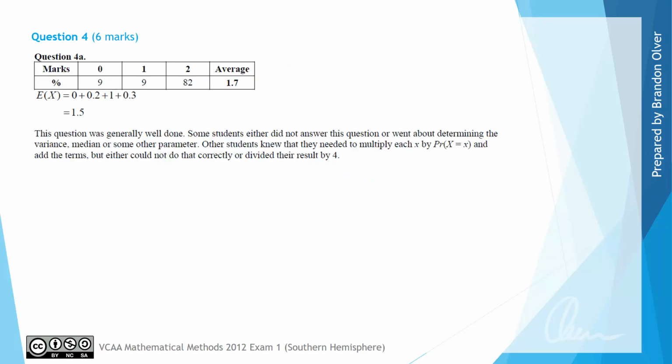From the examiner's report we can see that this was generally well done, with 82% of students getting the full mark for that question. Some students either did not answer this question or went about determining the variance, median or some other parameter rather than what was asked for. Other students knew that they needed to multiply each value of x by its probability and add the terms, but either could not do that correctly or divided their result by 4, which is not required as part of the calculation.